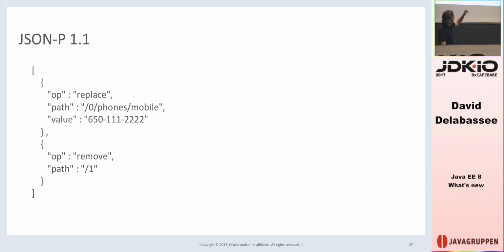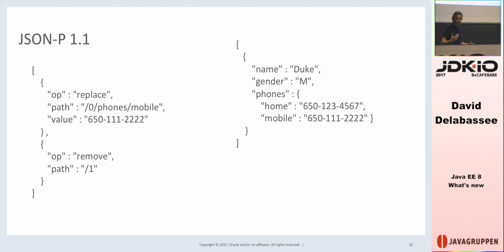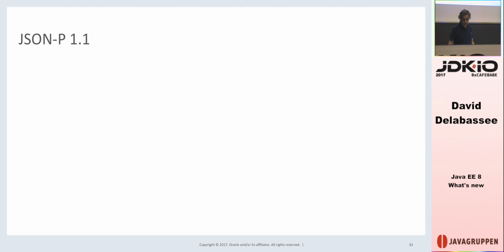Let's look at an example. This is a patch. This patch has two operations. The patch is atomic, so if one of the operations fails, the complete patch is aborted. If we want to apply that patch to that target, we go in a serial fashion. The first operation is a replace operation. It uses the JSON pointer syntax, so /0 phone mobile basically means the first mobile phone. The operation works, so we can move on to the next operation, which is a remove operation. It works, so this is the end result. This is how a JSON patch works.